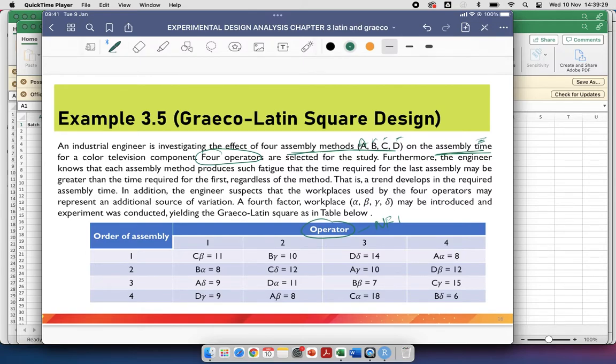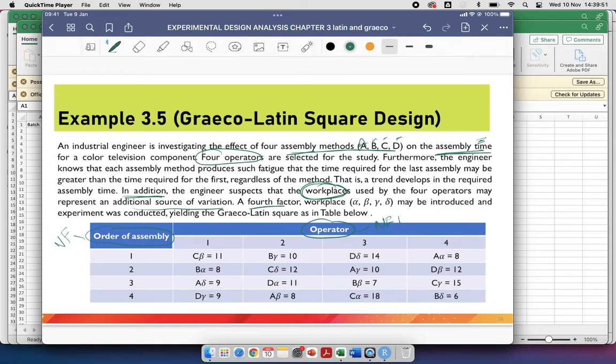So maksudnya sekarang ni dia punya order tu. Okay, so dia punya order of assembly dia consider juga sebagai nuisance factor. Okay, so dia tambah lagi. In addition, tambahan pula, the engineer suspect that workplace used by the 4 operators may represent additional source of variance. So ada lagi satu factor which is the workplace.